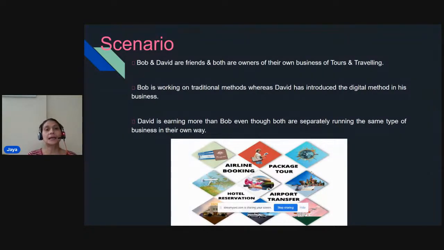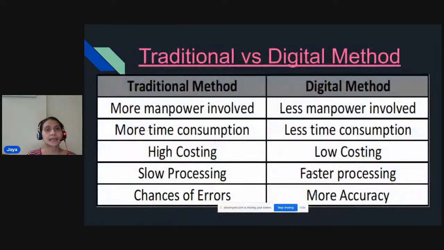Now, we understand there are two methods, a traditional method and a digital method. In simple words, the traditional method is time consuming, whereas the digital method is giving more and more advantages while running a business module on an online platform. So my second slide comprises the difference between the traditional versus digital method.